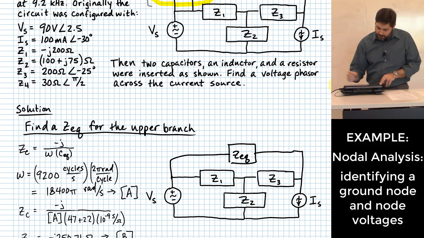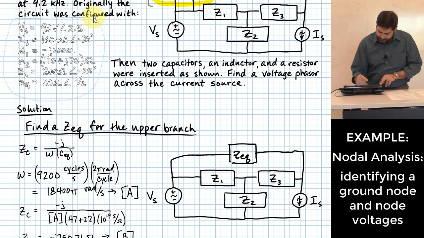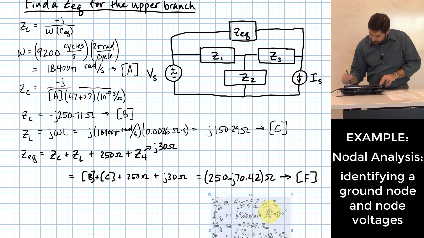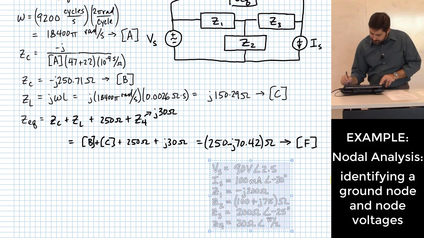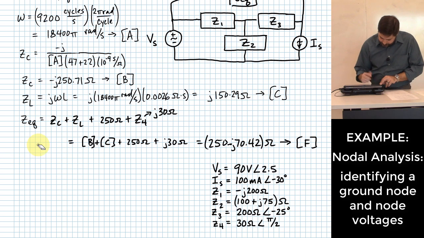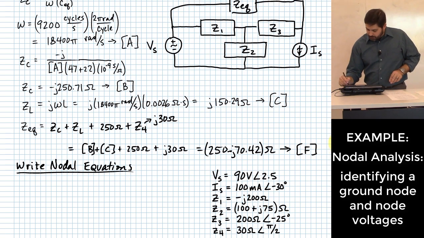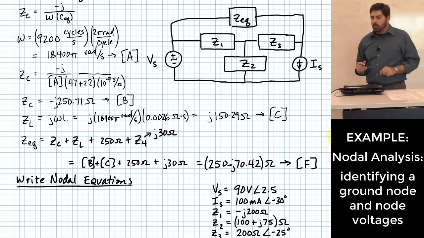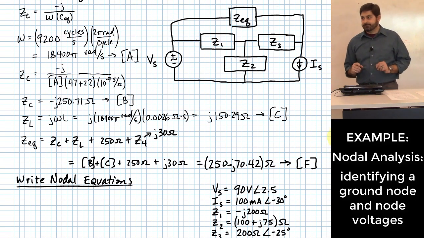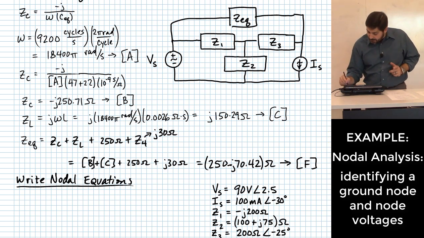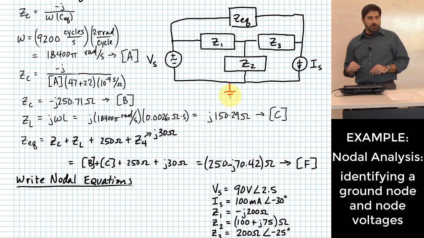Tell you what, I'm going to copy all this because this is going to be handy for me to know. And if I put a big heading on the next step that we want to do, I'm going to say we want to write nodal equations. Okay. Before you write nodal equations, though, what do you usually want to do? You want to identify a ground node, so that's right. You identify a ground node first. Then what do you want to do?